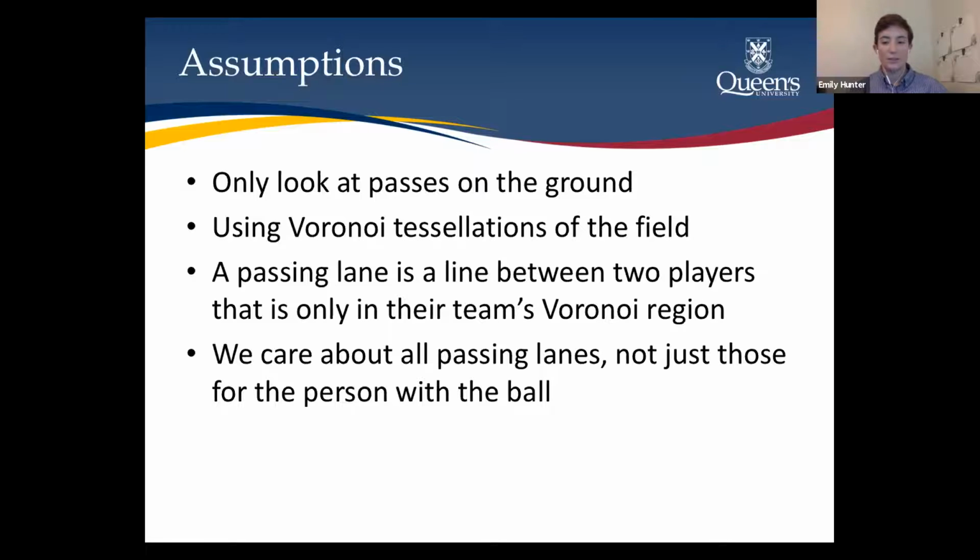We also have to concretely define this idea of a passing lane. So for our purposes in this model, a passing lane is going to be a line between 2 players that doesn't cross into the other team's Voronoi region. And again, for our final model, we're also looking at the time to intercept for various players on the other team, just like what Daniel talked about.